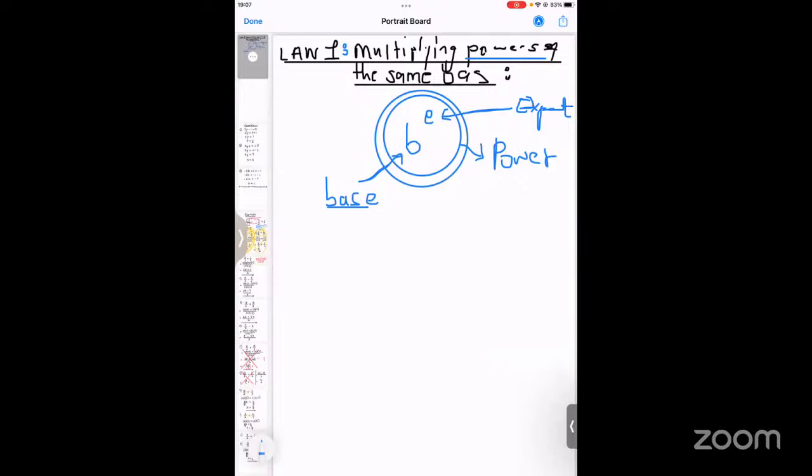So very quickly, let me write down the law itself, which says a, let's say, to the exponent of m, when you multiply it with a to the exponent of n, this should be equal to, you see now we have the same bases being a and a. So you represent it as one base. What do you do to the exponents? You add.